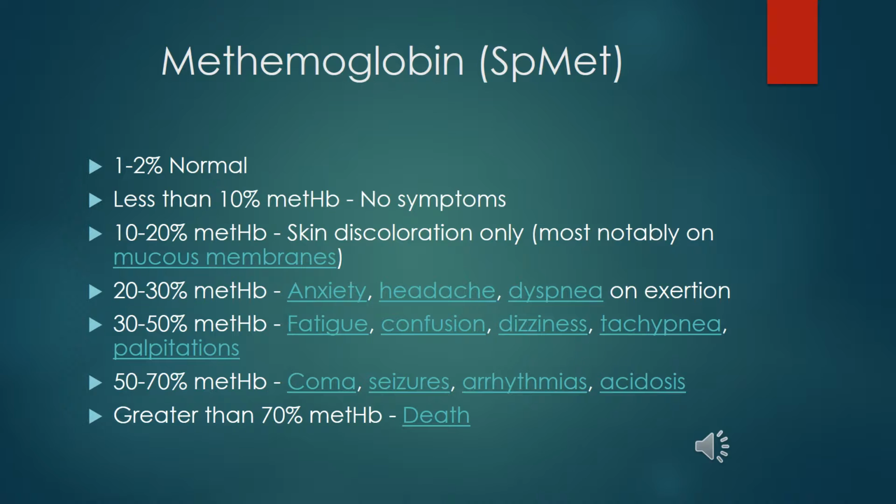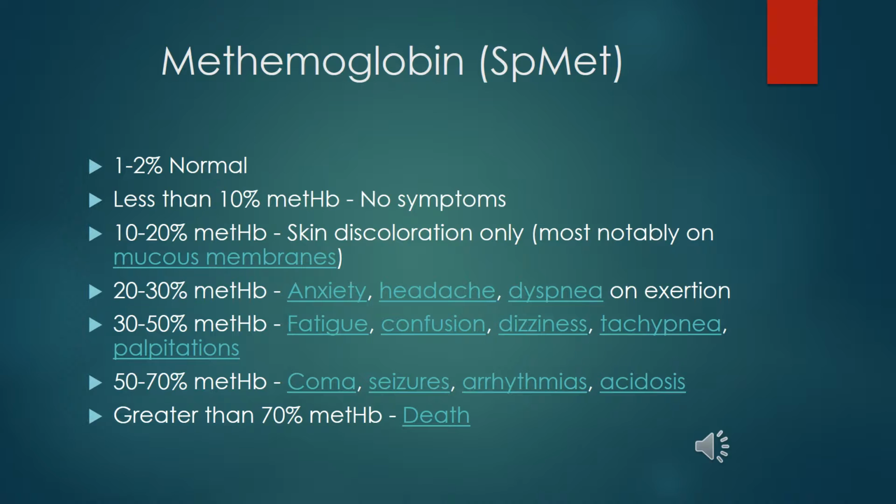Okay, let's talk about the numbers. 1 to 2% methemoglobin is a normal value. Typically less than 10% methemoglobin will not involve any symptoms. 10 to 20% methemoglobin, you can get skin discoloration, most notably at the mucous membranes. We're talking about that chocolate bluish. 20 to 30% methemoglobin, you can have symptoms such as anxiety, headache, and dyspnea on exertion.